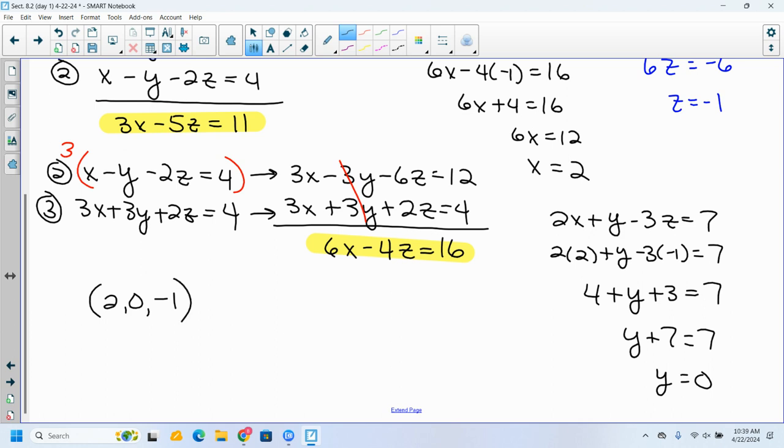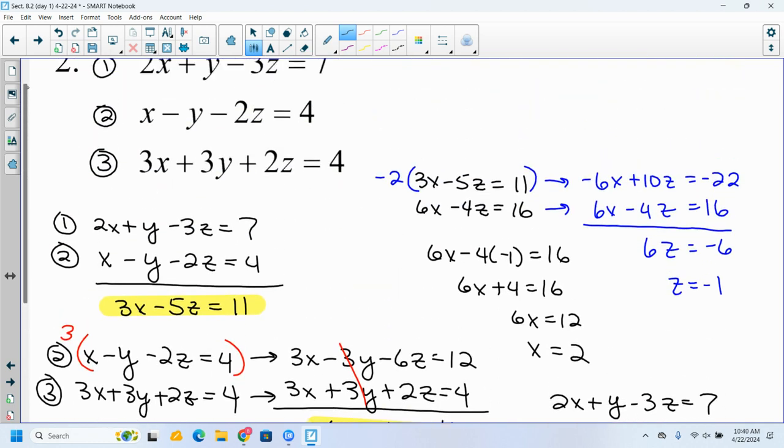I did one by substitution. I did one by elimination. I really have no preferences for what you do. I prefer the elimination more times than not. But if you think substitution will work, go right ahead.